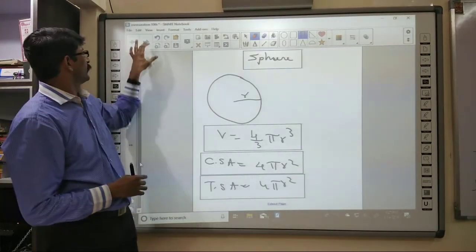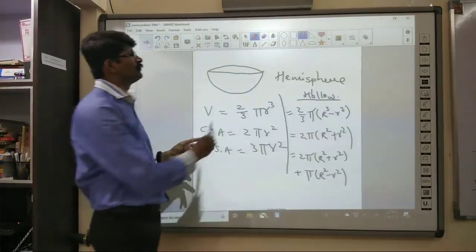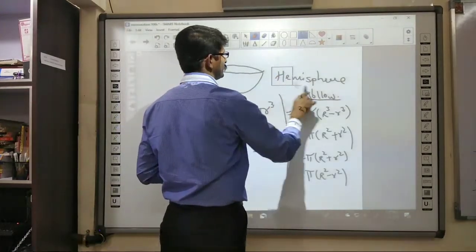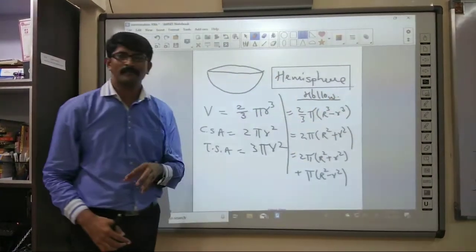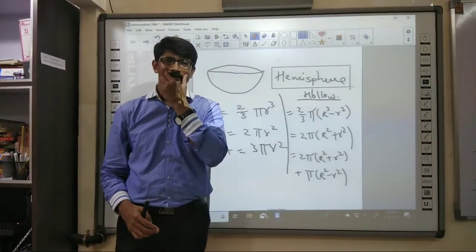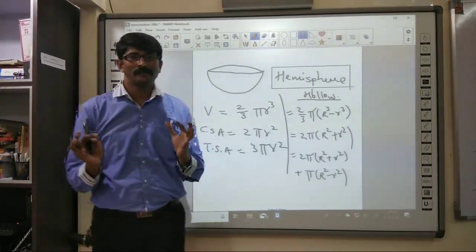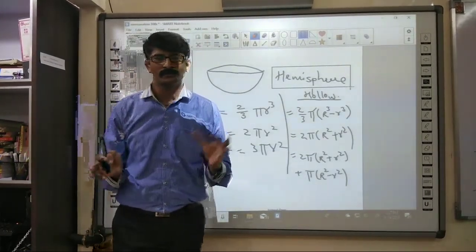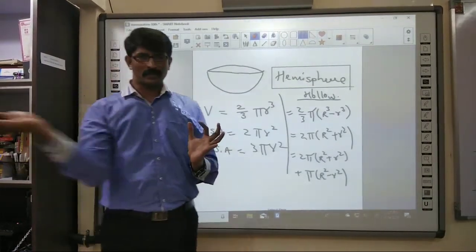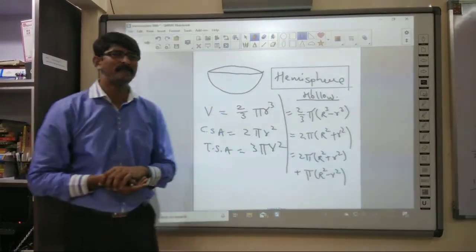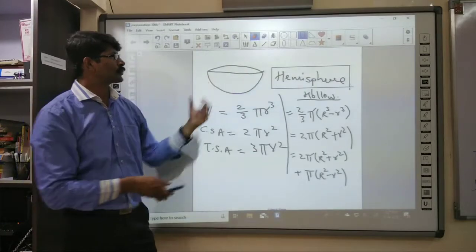So students, let's go ahead. The next one is hemisphere. What is this hemisphere? I'll give a good example. Imagine you have a watermelon, spherical in shape. You cut it exactly in the middle, so we get the lower portion.